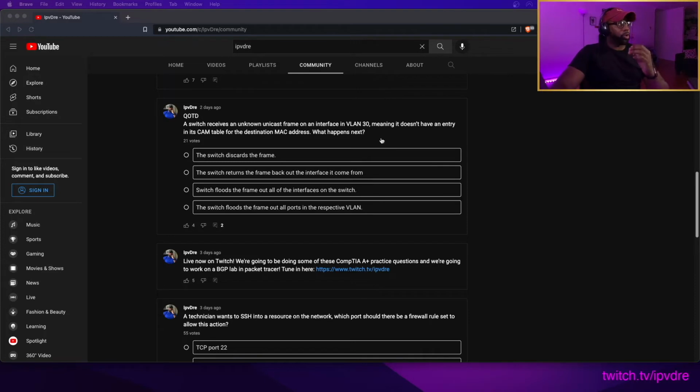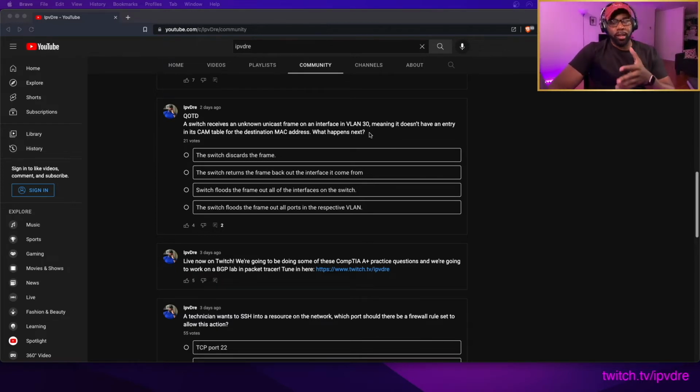So this is one of those questions where you have to pay attention to the wording, right? A switch receives an unknown unicast frame on an interface in VLAN 30. So the rule is that each VLAN is essentially its own broadcast domain. So if you keep making these VLANs, so you've got VLAN 10, 20, 30, each one is its own broadcast domain, meaning that when a host wants to talk to all hosts, it can only communicate with those hosts in that VLAN, right? It can't cross over and communicate with other hosts. Those broadcasts are only restricted to that VLAN, right? I believe that's the proper way to phrase it.